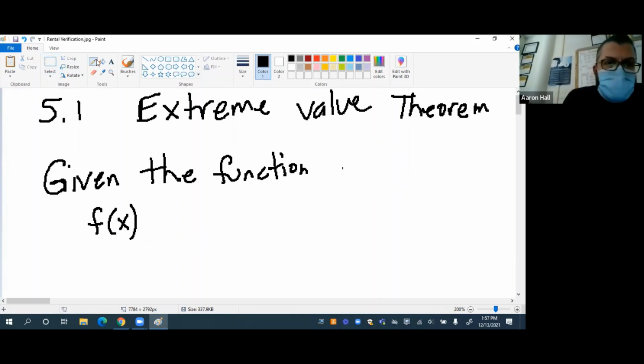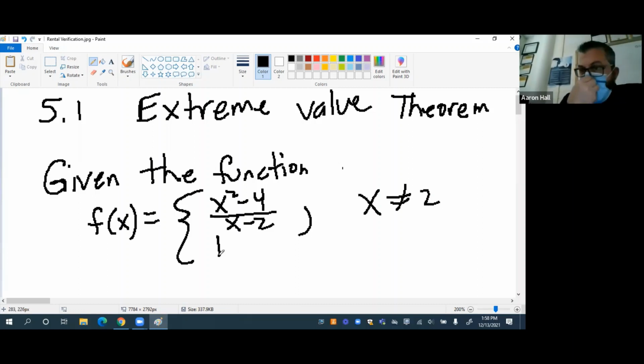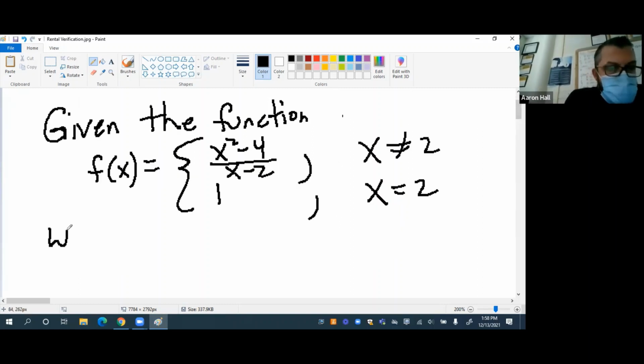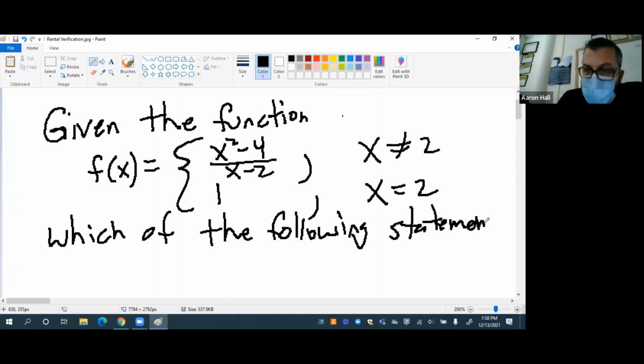So given the function f of x equals x squared minus 4 divided by x minus 2 for values of x that are not 2, and f of x equals 1 is the other part of our piecewise for values of x that do equal 2. And then I want to know which of the following statements are true.